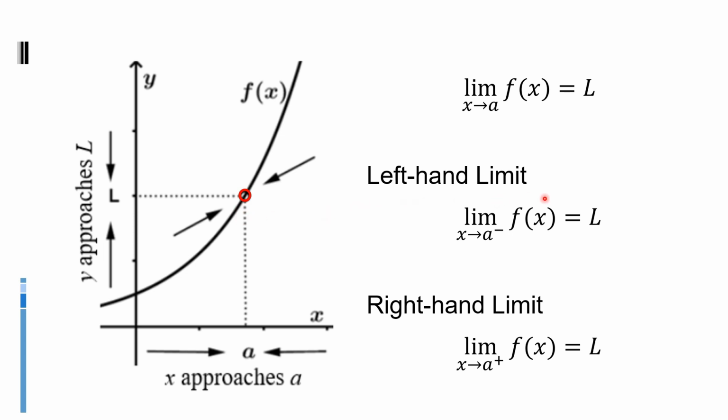And if the left-hand limit and the right-hand limit are equal, then we say that the limit as x approaches a of f of x is equal to L. And that is called the two-sided limits. Kasi from left, papunta kay L, from right, papunta rin kay L. And it is very important na yung left at right hand ay equal para masabi natin na yung two-sided limit natin is equal to L.